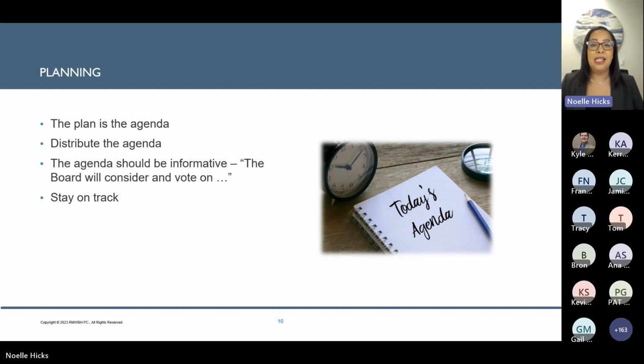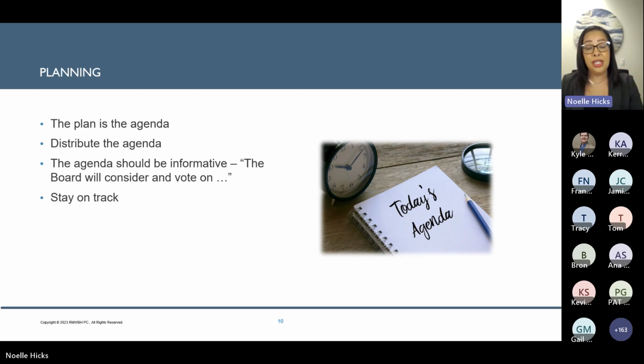Obviously, your agenda needs to be informative. It needs to state exactly what's going to take place at the meeting. And it should say something like the board will consider or vote on a landscaping contract, or approving the budget, or something like that. But the key to this, though, is to make sure that you stay on track.